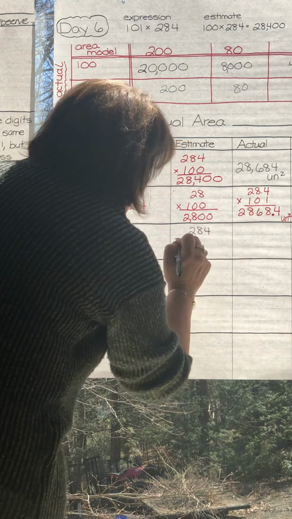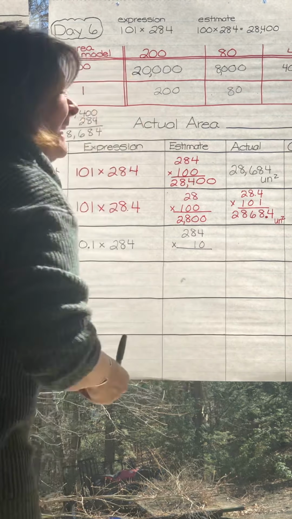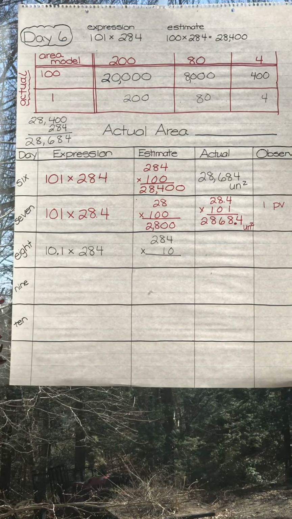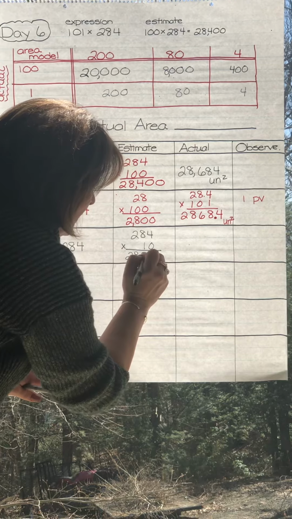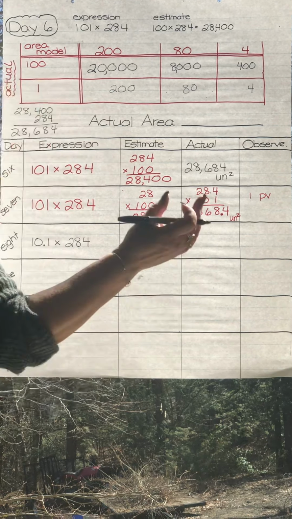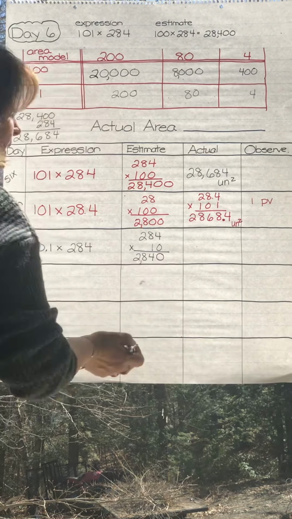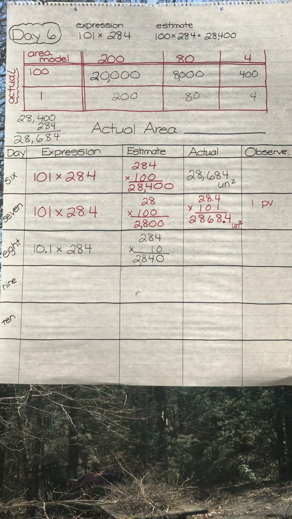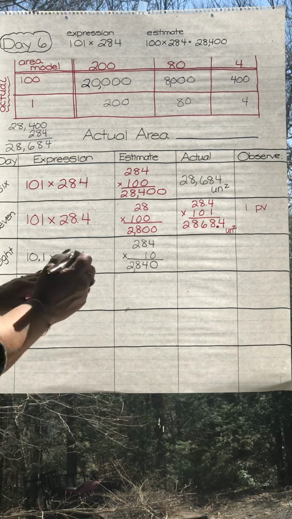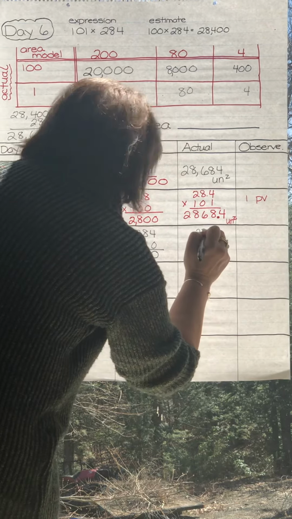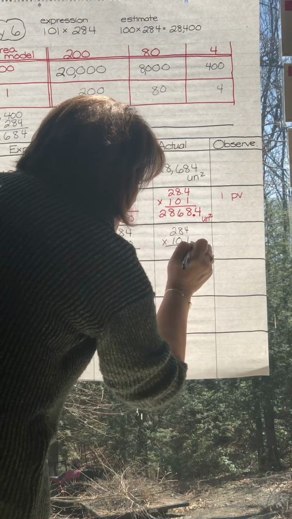Okay, if we want to figure out what our estimate is, we can keep our 284 because we have an easy thing to multiply it by. We're just going to make this 10. When we multiply any number by 10, it increases by one place value, and since 284 is a whole number, we increase the place value by sticking that 0 on the end. And so we have 2,840. That's our estimate. Our actual is 284 times 10 and 1/10.